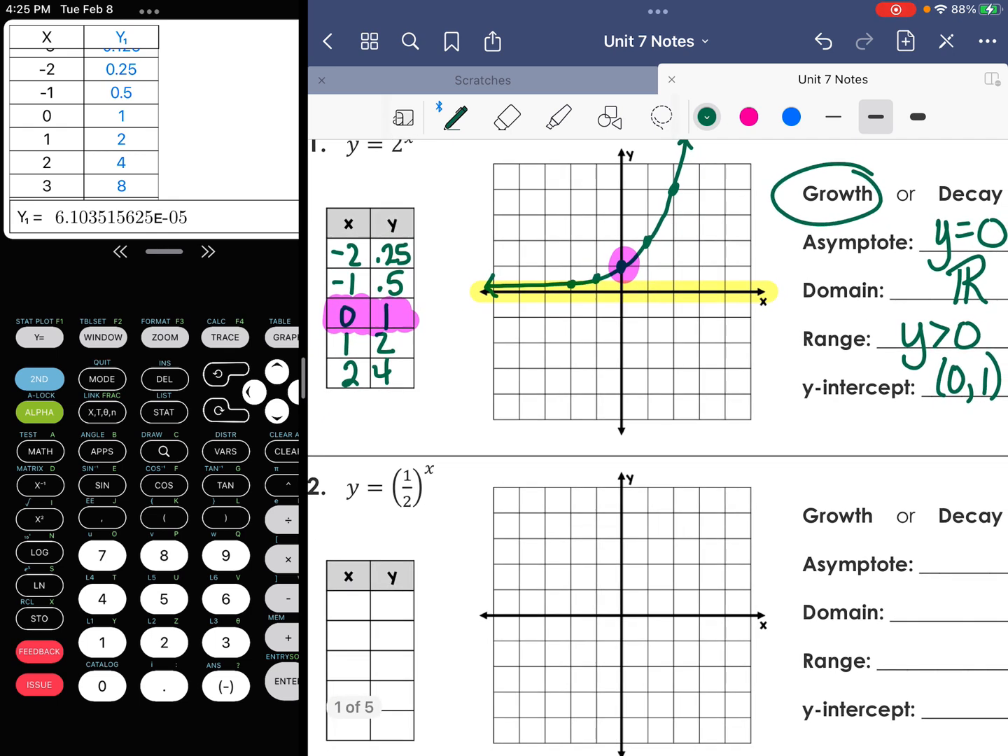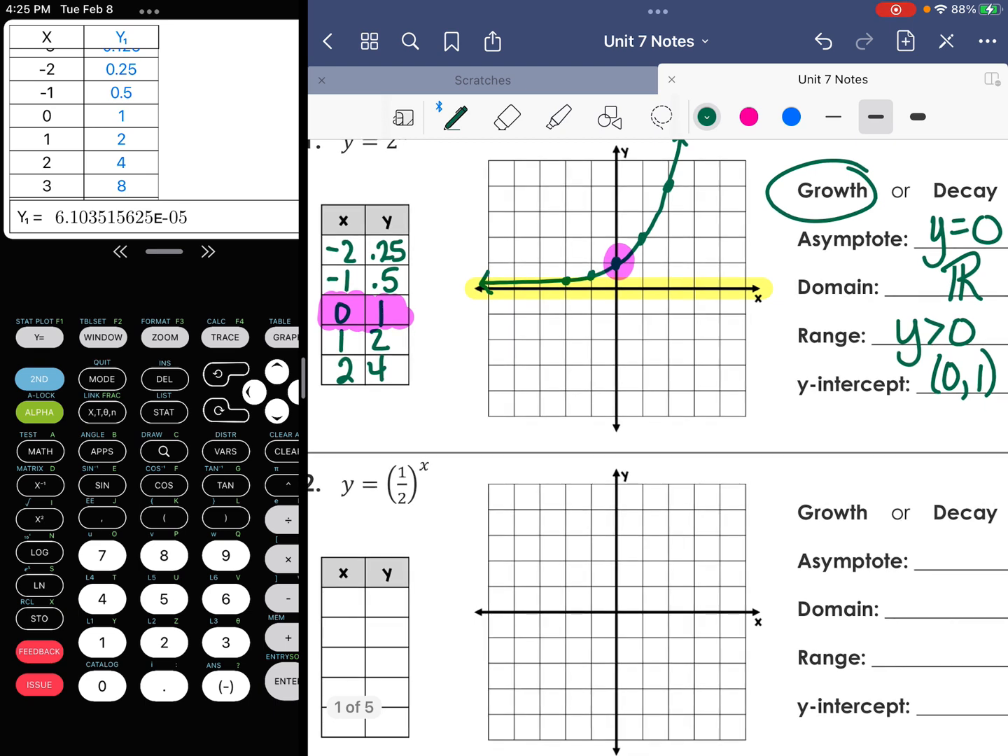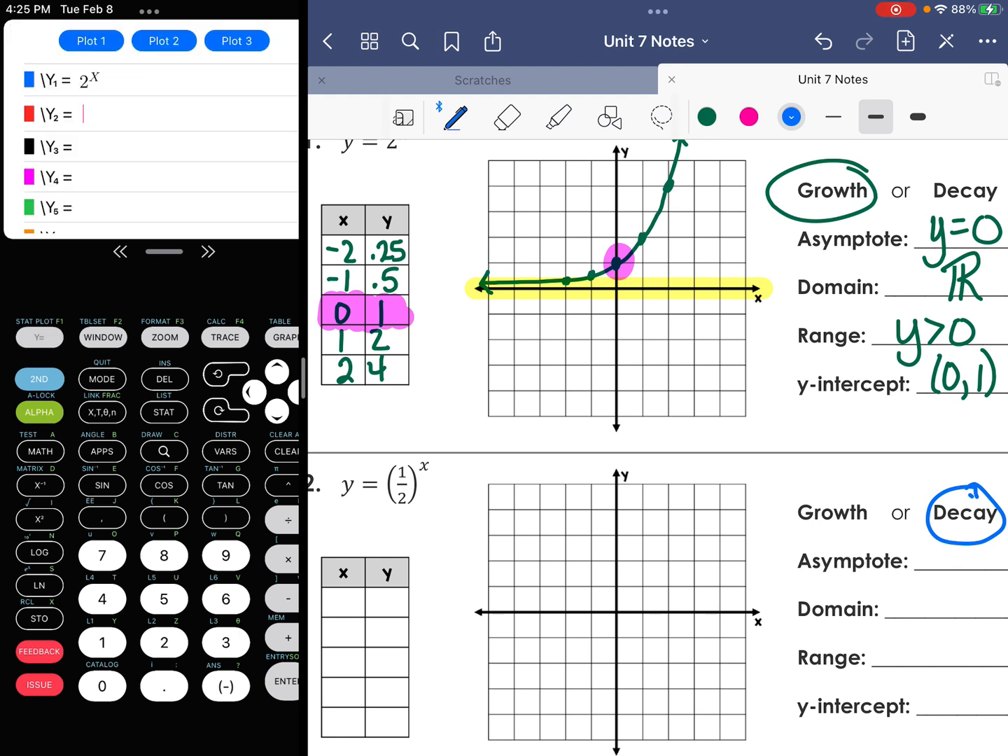So let's go down here and do number 2, and we're going to compare how these two relate to each other, since this one is going to be a decay. So it's got a fraction in there for b, so we already know that that's going to be decay. You don't even have to work it out to know that. So when we go to y equals, we're going to clear this out, and then we're going to do in parentheses 1 divided by 2. That's just the easiest way to do it. And then caret x. So just make sure your 1 divided by 2 is in parentheses, or it'll try to put the x on just the 2, and we do not want that.